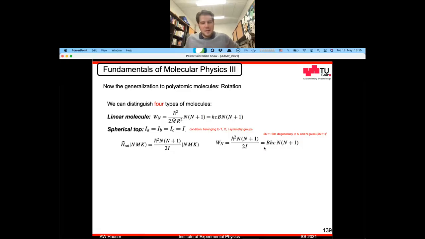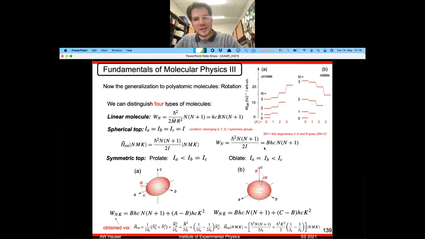So this doesn't affect the energy, but it has a consequence for the line intensities, because if I have a lot of degeneracy for a given state, it means that many of them can be populated at the same time. So their probability is affected, and therefore the spectrum or the intensity distribution is affected by these features of degeneracy. So that's the spherical top.